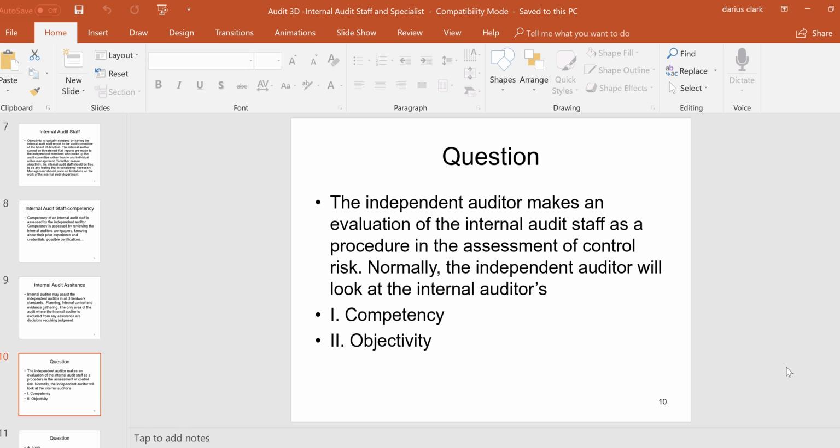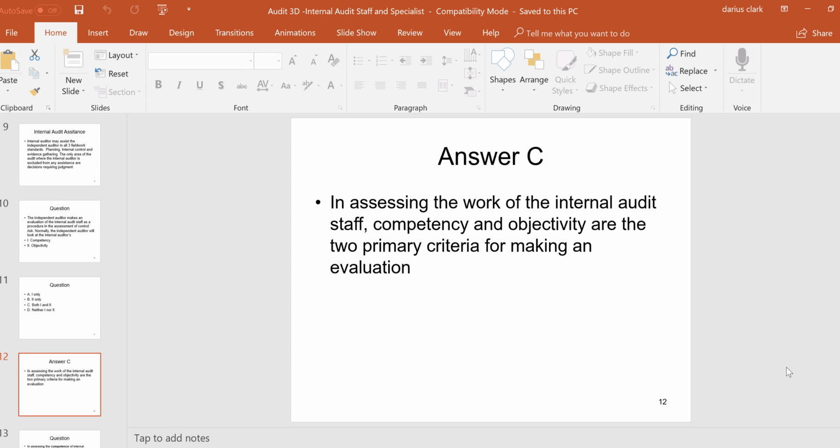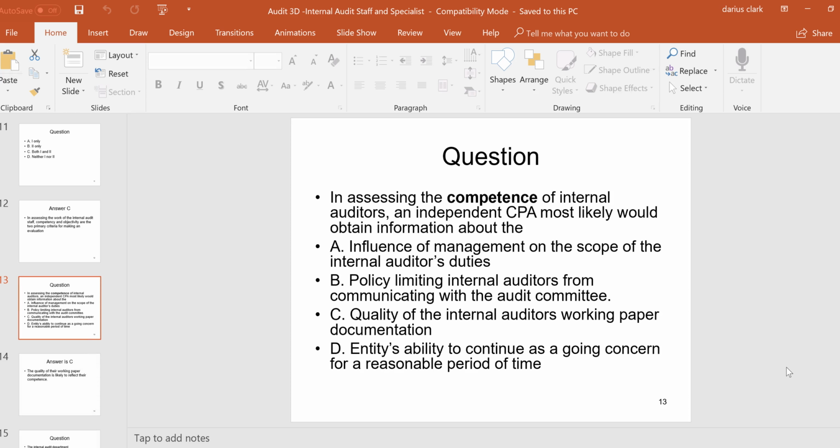The independent auditor makes an evaluation of the internal audit staff as a procedure in the assessment of control risk. Normally, the independent auditor will look at the internal auditor's what? Both. Letter C. Yes. All right, in assessing the competence of internal auditors, an independent CPA most likely would obtain information about what?